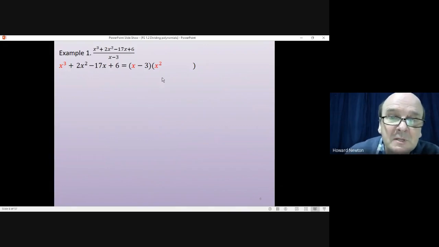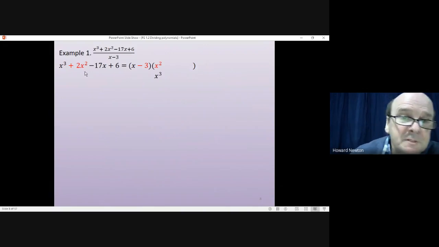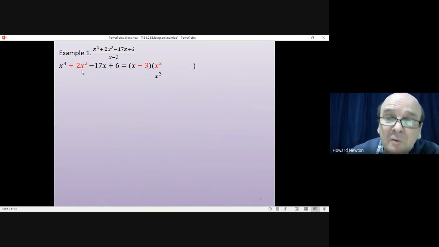It's a good idea with these things just to keep track of what you've done. So we've done x times x squared. That's given us the x cubed that we want. That's the x cubed finished with. Now we move on to the x squareds. Plus 2x squared is what we want. Now we look at what we've got already. What we've got already for the x squareds is minus 3 times x squared, and that would give us minus 3x squared. It's not what we want. We want plus 2x squared.